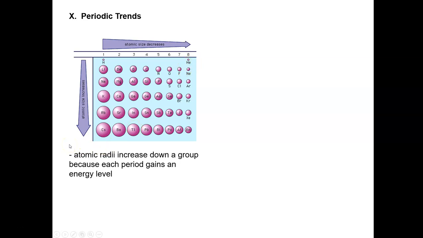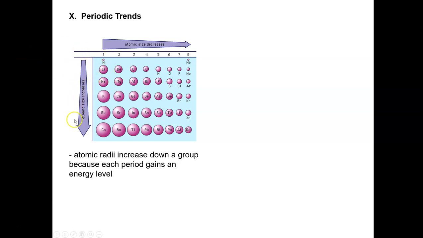So you need to know what the trend is each way. Okay? It increases as you go down a group. It decreases as you go across. But also, and maybe even more importantly, you need to know why. Right? And there's a couple of really simple reasons why this happens. And we'll cover the easiest one first.